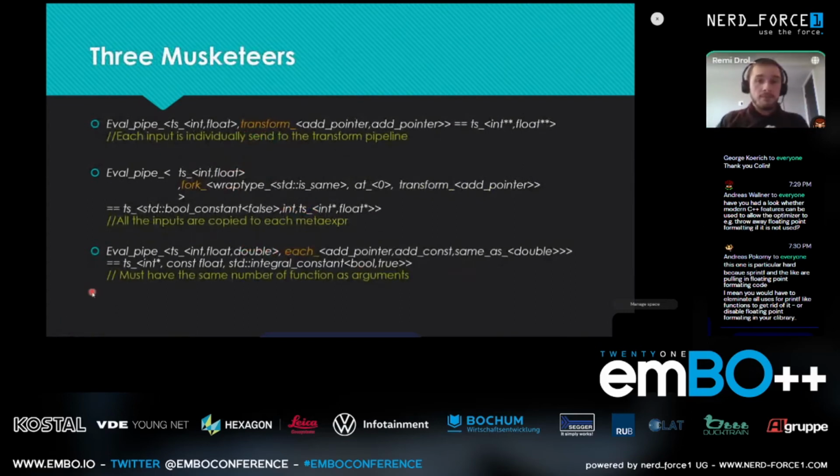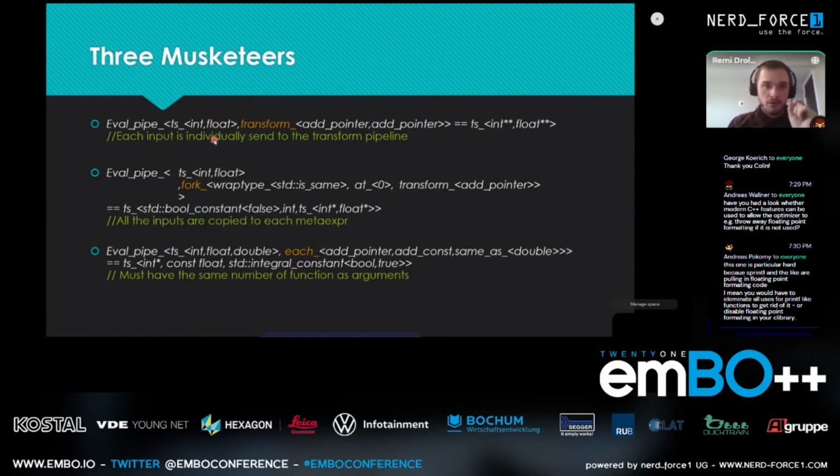Okay, the next three functions are what I call my three musketeers. Basically transform, which for each type inside the TS, int and float, you have a variadic expression that will, in this case, add pointer. So int pointer pointer, float pointer pointer. It's a for each, works as intended.